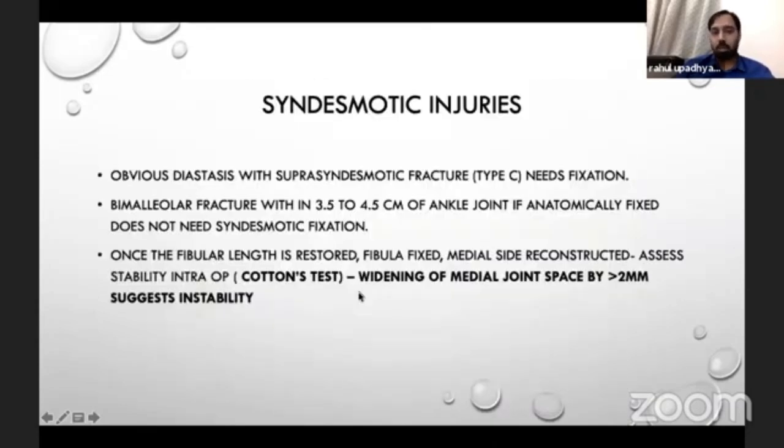A word about the syndesmotic injuries and fixation. Obvious diastasis with a suprasyndesmotic fracture needs fixation. Any bimalleolar fracture within 3.5 to 4.5 centimeters of the ankle joint as well. After anatomical reduction, look at the syndesmosis by a cotton stress test intraoperatively. If it is stable, you don't need to fix. If it is not stable, fix it.